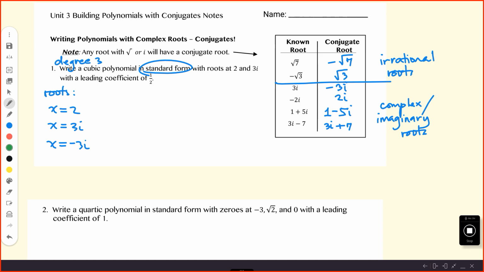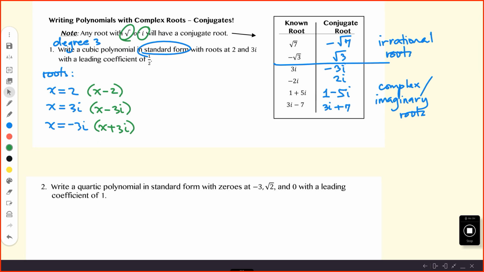Now we're going to write these in factored form. For x equals 2, what is the factored form? x minus 2. x equals 3i, what's the factored form? x minus 3i. And then x equals negative 3i, of course, x plus 3i. How come there's no x equals negative 2? Because 2 is real. You can only have a conjugate pair if it is imaginary or irrational, like this and this.